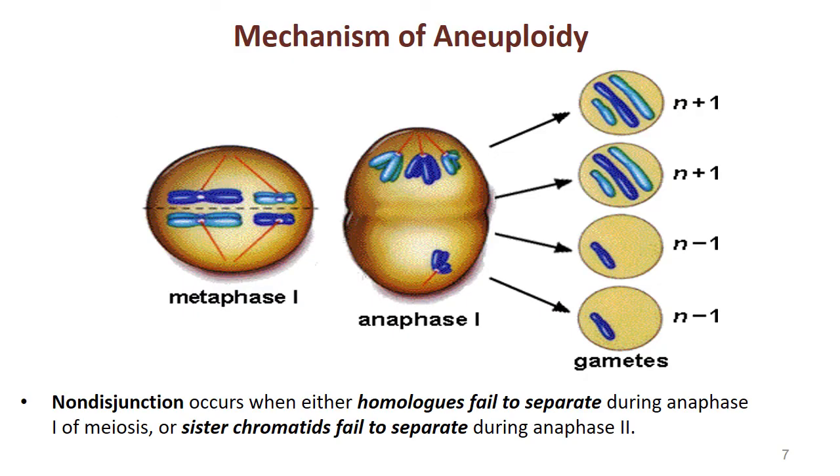Mechanism of aneuploidy. Non-disjunction occurs when either homologs fail to separate during anaphase 1 of meiosis, or sister chromatids fail to separate during anaphase 2. The result is that one gamete has 2 copies of one chromosome, and the other has no copy of that chromosome. The other chromosomes are distributed normally.